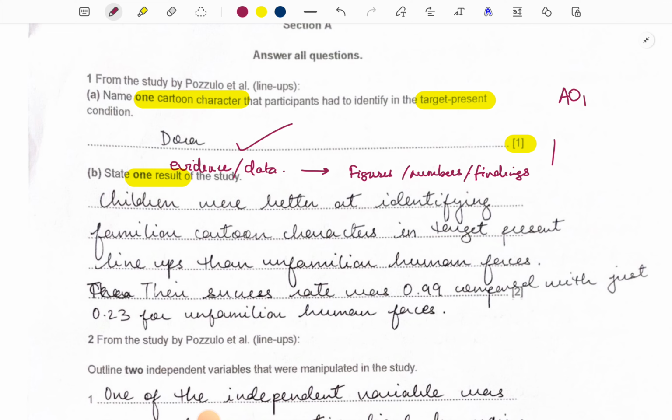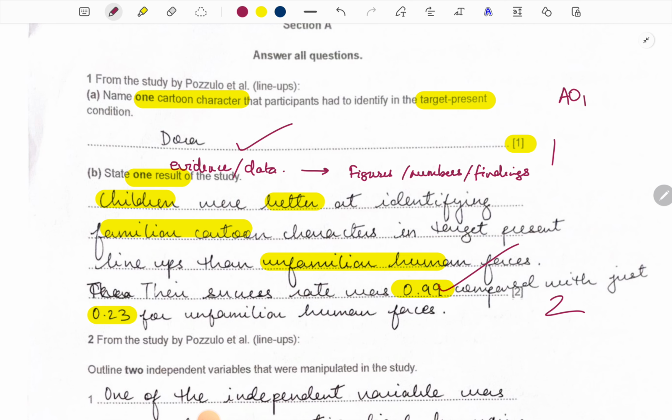Now the student has written this answer really well. What she's done is first she's put the result in words, and then to support what she's written in words, she's given concrete figures from the study. Ideally, any results answer should be written this way. So let's quickly look at what she has written. She has written children were better at identifying familiar cartoon faces in the target present lineups than unfamiliar human faces. And to justify this, then she gives the success rates also. So for children, the success rates were 0.99 for cartoon faces and 0.23 for unfamiliar human faces. This is a really good answer.